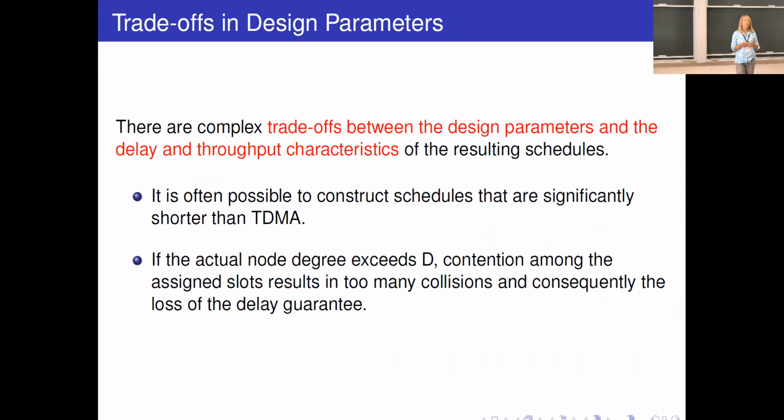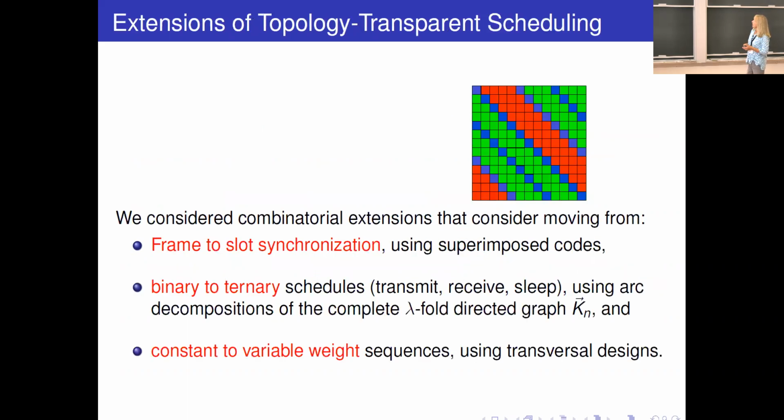And certainly it shouldn't be any surprise to you that in that case, now we have more contention and we're going to lose our delay guarantee, and in fact, that just becomes probabilistic. And we've done some cool extensions on topology transparent scheduling.